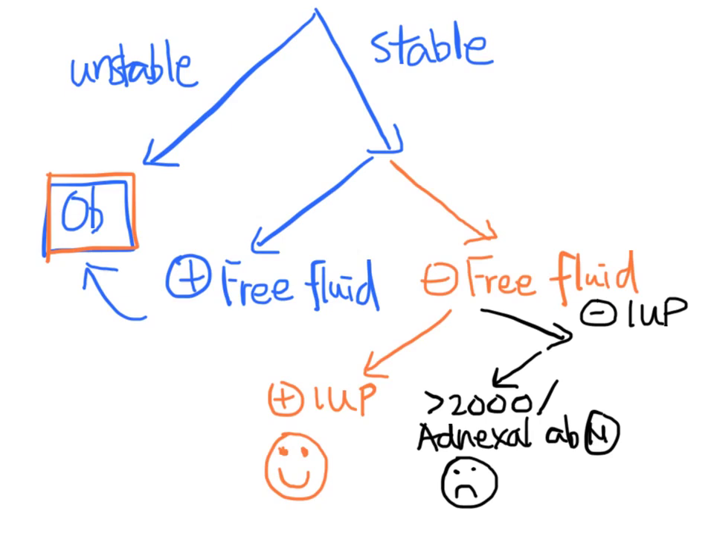In the patient without an intrauterine pregnancy, if their beta HCG is more than 2,000, or if you see an adnexal abnormality, then you're worried about an ectopic pregnancy. Again, the consultant needs to be reached. In those whose beta HCG is less than 2,000, with no abnormality seen on the adnexa, they need to be reassessed frequently.